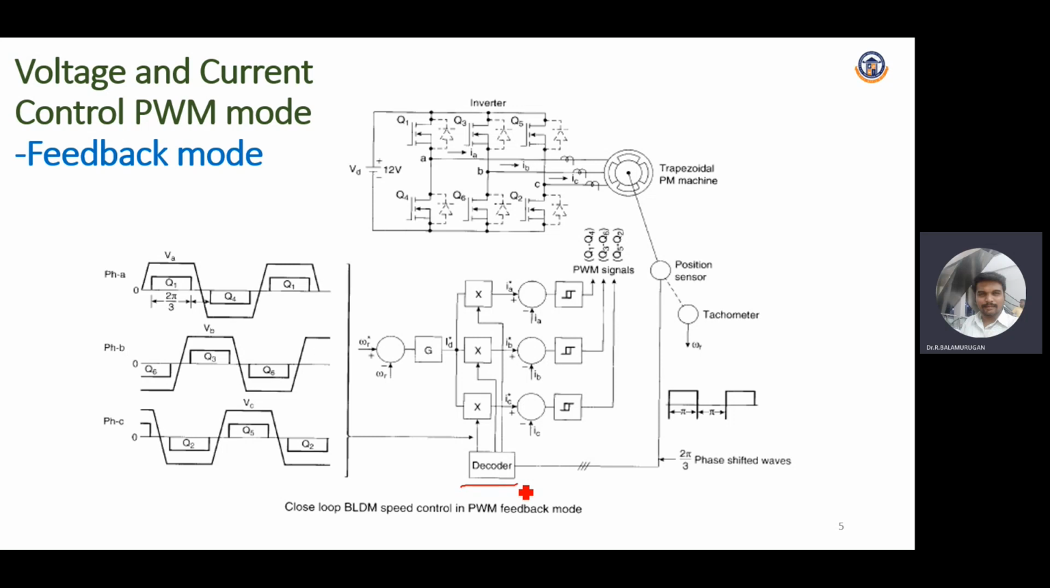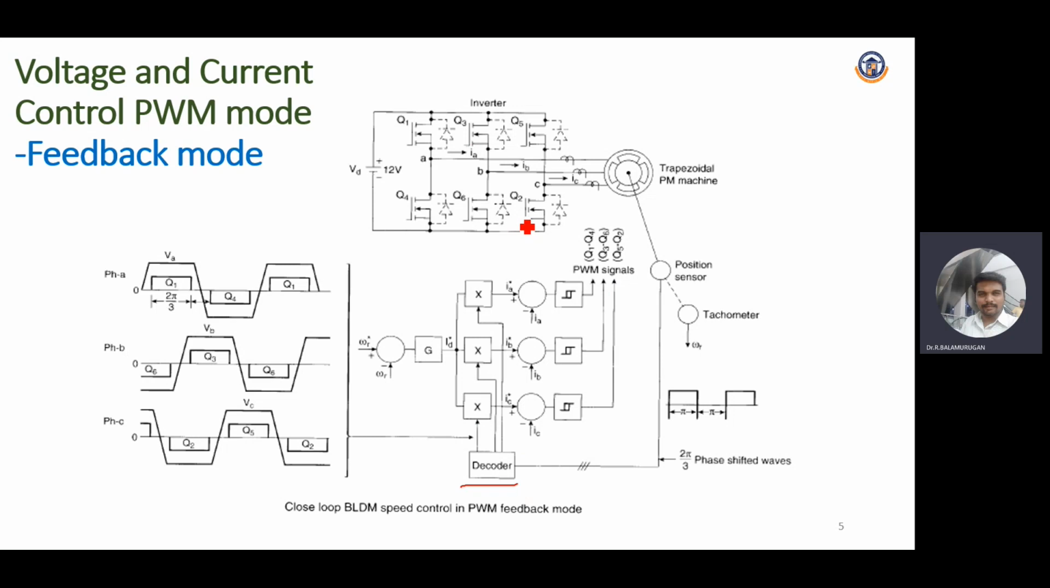So the decoder decodes the signals, and those signals will be given to the appropriate controller. The controller will generate the PWM signals for each and every switch, from switch number 1 to switch number 4, switch number 3 to switch number 6, and switch number 5 to switch number 2. That is, 1 and 4 first leg, then 3 and 6 second leg, then 5 and 2 third leg.